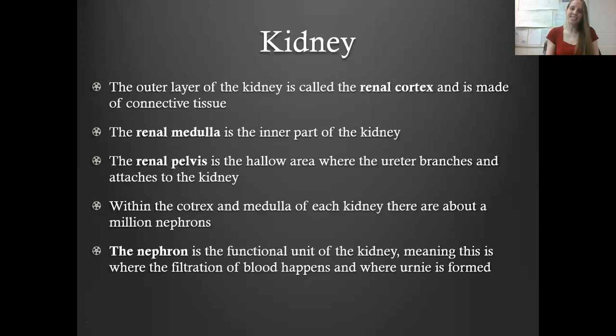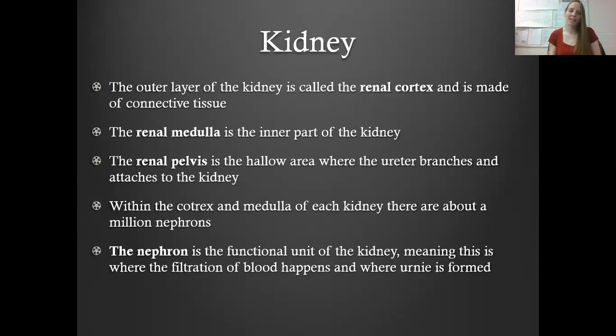So the kidney does have multiple layers. The outside of the kidney is called the renal cortex, and it's made of connective tissue. The inside of the kidney is called the renal medulla, and then the renal pelvis is a hollow area inside the kidney where the ureter kind of branches out into different sections of the kidney.